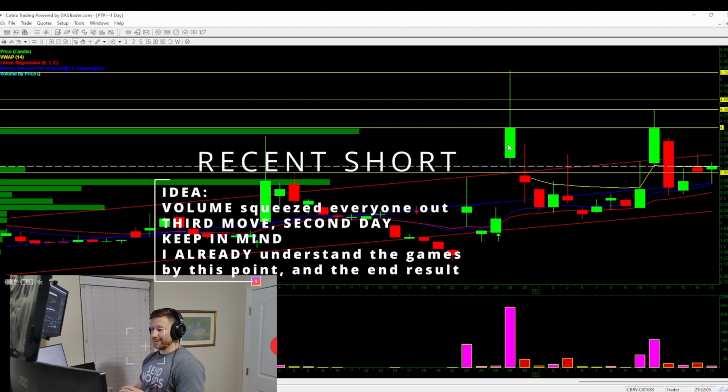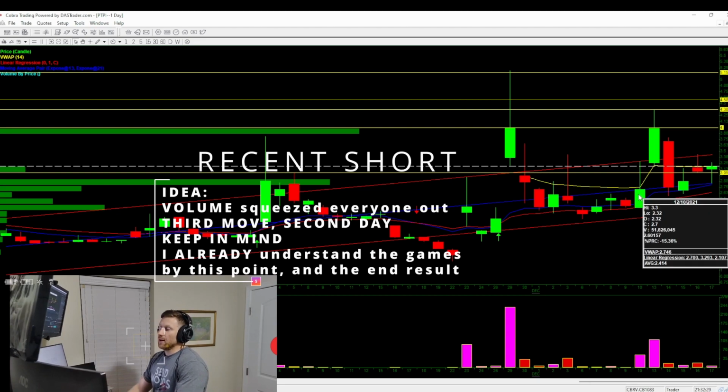Everyone should have gotten squeezed out on the 29th. You look at the volume, 280, 240, 91. Whoever was short there, whoever was short here, they got squeezed out. There's no more shorts left, so I shorted this. And I don't know, I covered super early, low threes, I think 311, I don't remember the exact spot.